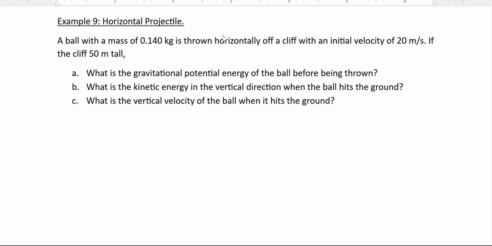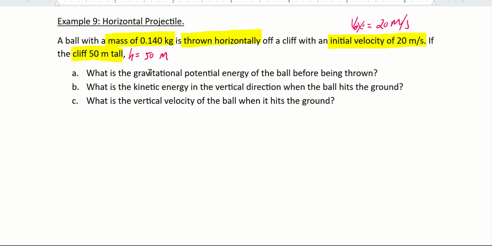Okay, this should look familiar. This is a horizontal projectile. And so we're given some information. So we're given the mass. We're told that it's thrown horizontally, our projectile, that the initial velocity is 20 meters per second. But remember, that's the initial velocity in the x direction. And we're told that the cliff is 50 meters tall. So now that's what we're going to call our height is 50 meters.